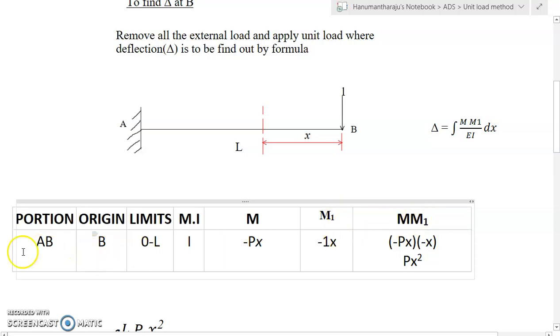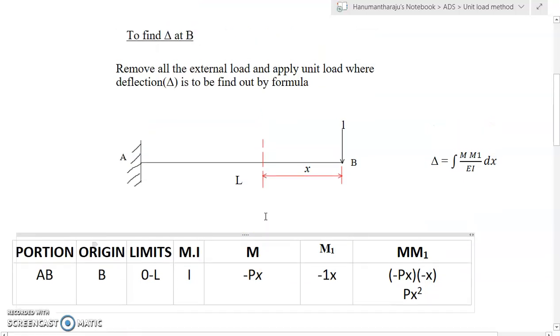Here, first let us take portion AB, and in this portion, you need to select the origin. Origin may be selected as A or B. Here, I am going to take it as B as the origin, and the limit is 0 to L. Moment of inertia is I, and M is bending moment due to external load.